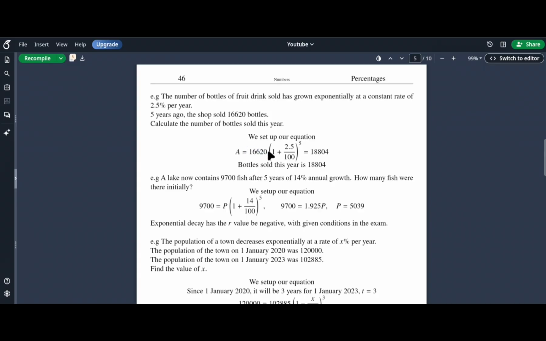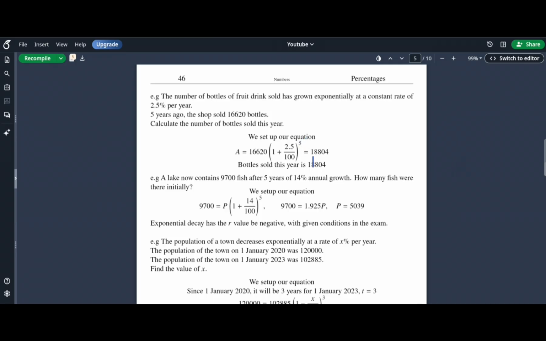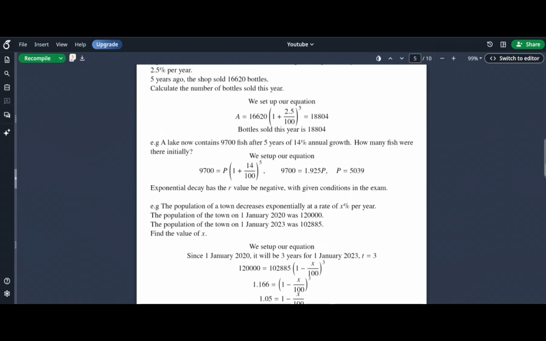So what do you do? Original value, this 2.5, this is a plus because it's exponential, and a period of 5 years as stated. So what's our final statement? The bottles sold this year is 18,804. Very simple. Lastly, a lake now contains 9,700 fish after 5 years of 14% annual growth.